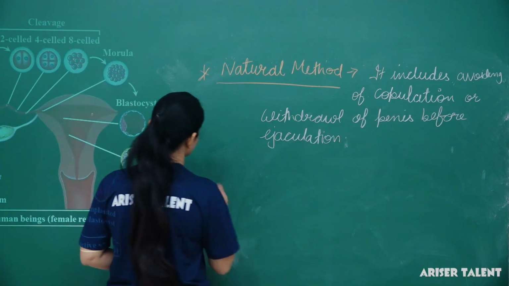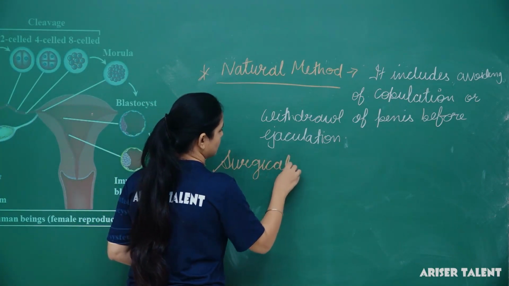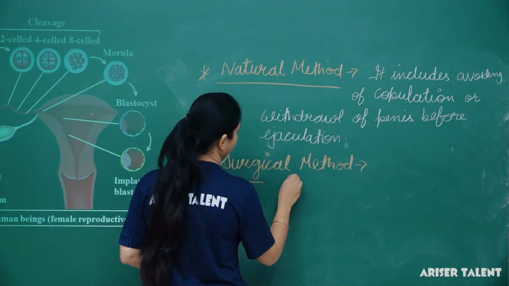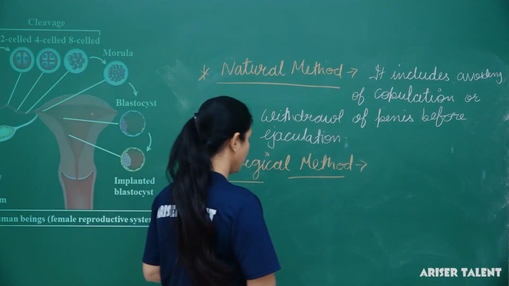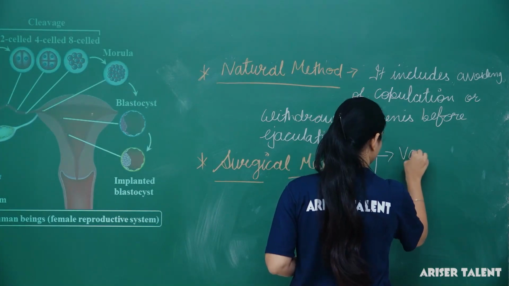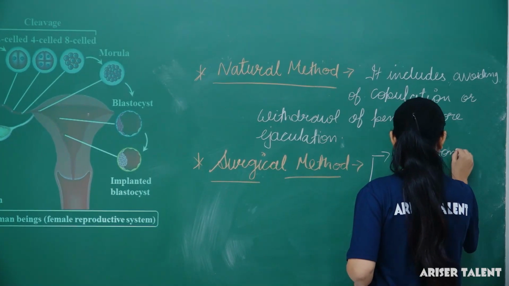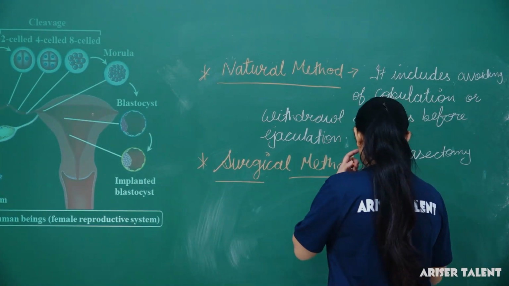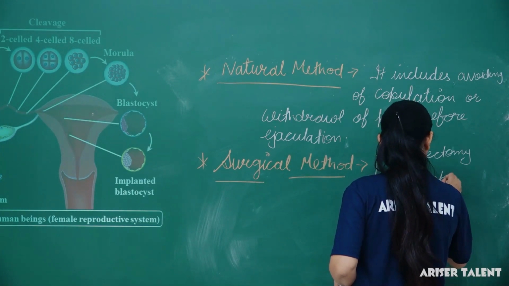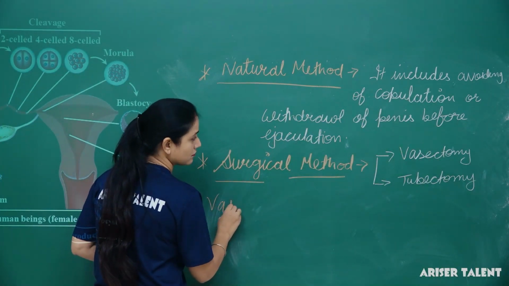Next is surgical method. Generally it can be done by two methods. Vasectomy and tubectomy. First of all, we will talk about vasectomy.